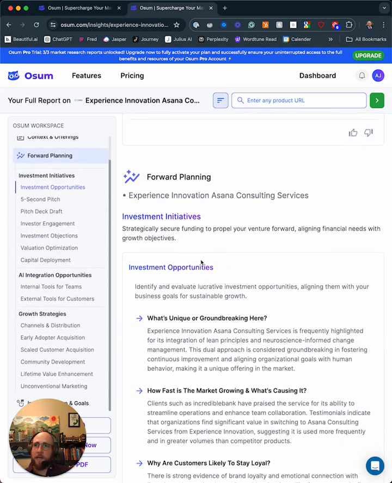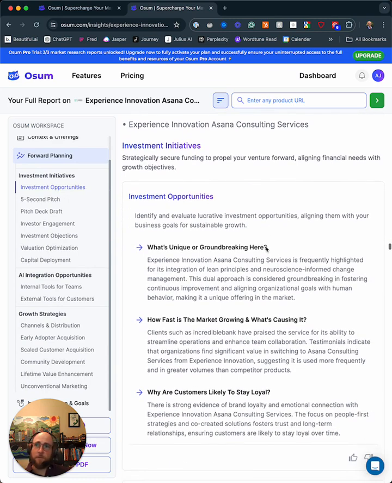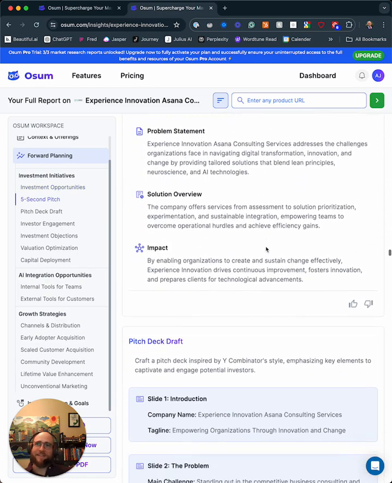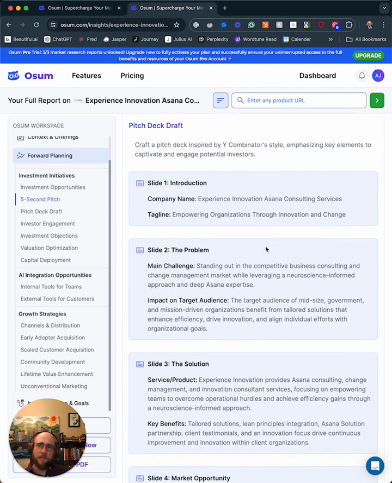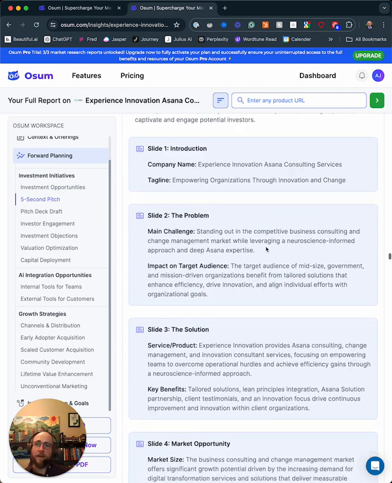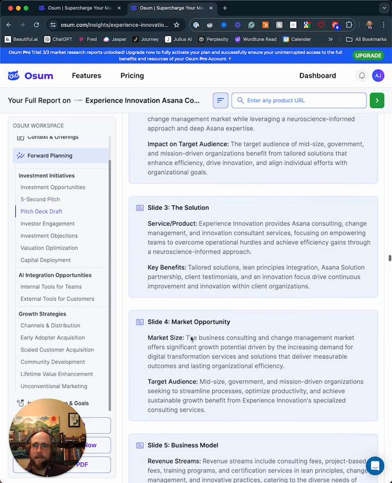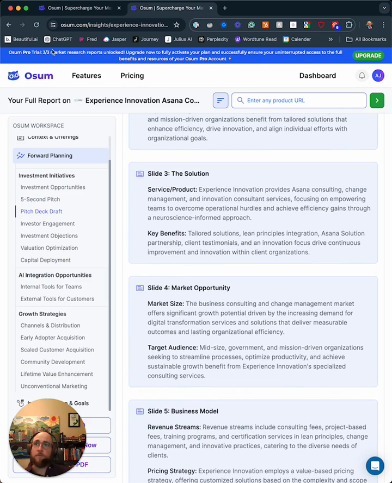Thinking about forward planning, this is where things got a little bit interesting. So, kudos to the team at Osum. I hope I experience this type of growth, and we're on a path to investments. I like the 5-second pitch. This is good. Then we get into the pitch deck craft. This is pretty fun, right? This is interesting and impactful stuff. I actually took a couple of the different slides that it offered, and I copied those out to Beautiful AI. I'll review that in a different video. But the outputs were good. I did appreciate the way that the team at Osum had structured these, so a lot of value there.